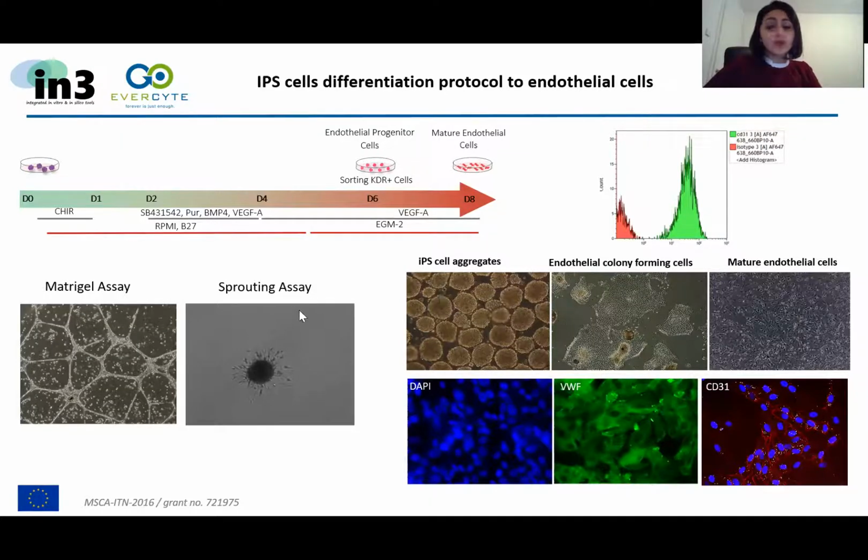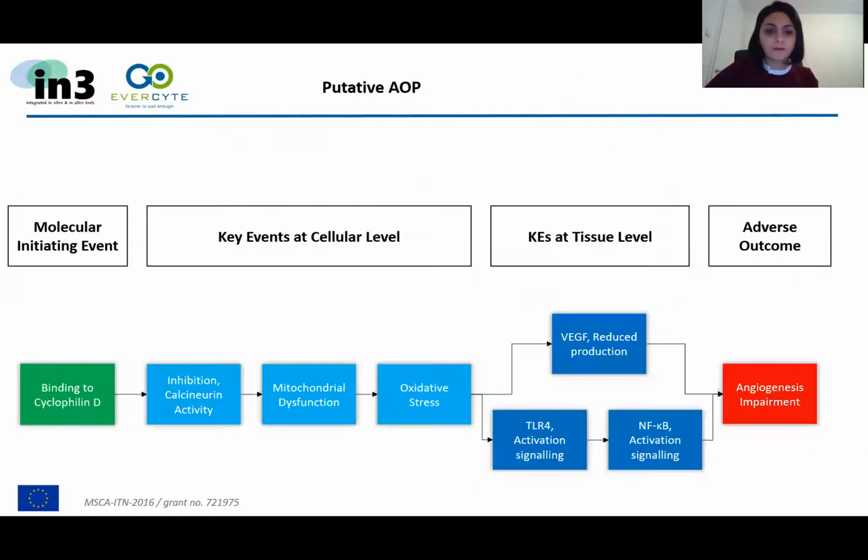So after having these endothelial cells in culture, we could passage them and keep them up to 10 passages. So we wanted to start our study with cyclosporin A. For that, we tried to develop a putative AOP with the help of our colleagues.